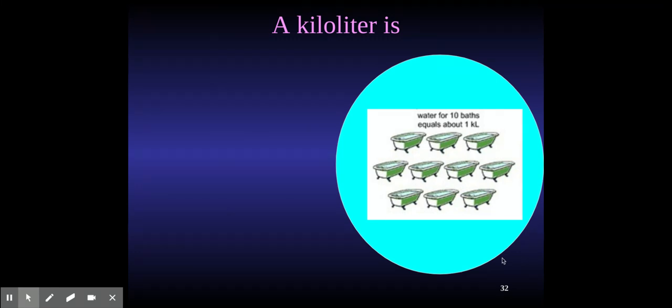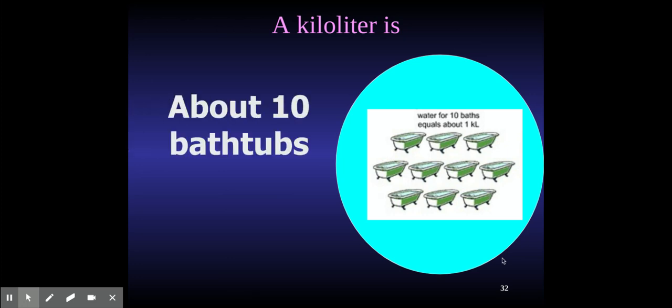And then we have kiloliters. If you remember, a kilometer, kilo means 1,000. So a kiloliter is 1,000 liters. And that is about the size of 10 bathtubs. All of the water in there would be about a kiloliter. That's a lot.